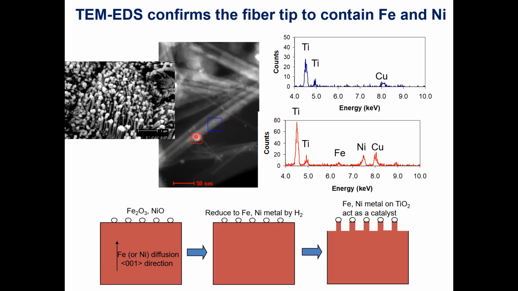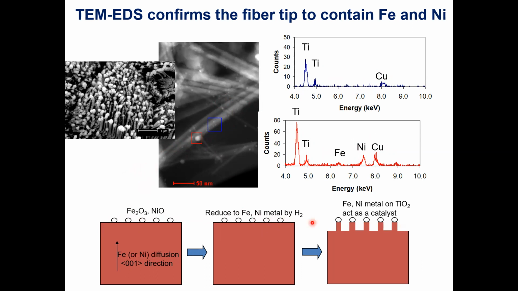And if we look at the tip material, we can see besides titanium, there is iron and nickel. Again, copper is coming from the copper grid. So where is this iron and nickel coming from? Iron and nickel is coming from the hundreds of parts per million level impurity of iron oxide and nickel oxide that we have in the commercial TiO2 powder. So during the hydrogen-nitrogen heat treatment, these segregate to the surface. They reduce to metallic particles, and these metallic particles are now acting as protective caps.